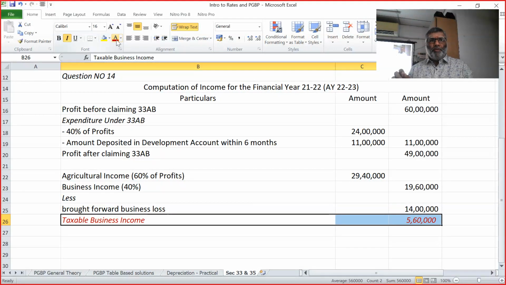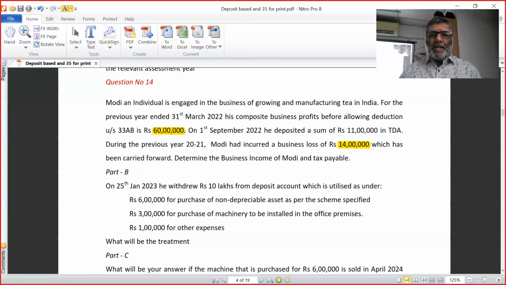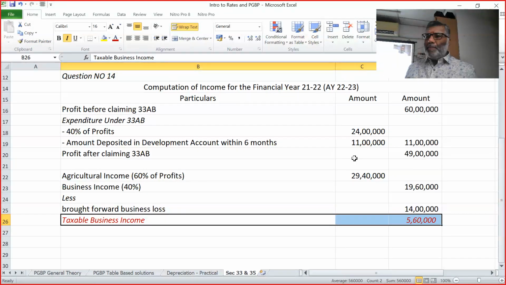So it should give you a reasonable idea now of when the deposit has to be adjusted. Profit only should be split in the ratio of 60:40, or whatever ratio depending upon the business, and then computed. The question has also asked us to find out the tax payable. We have determined the business income. How much is the tax coming to?